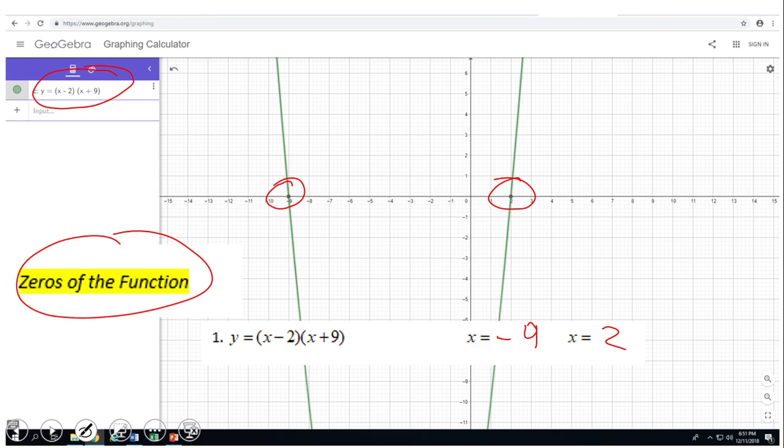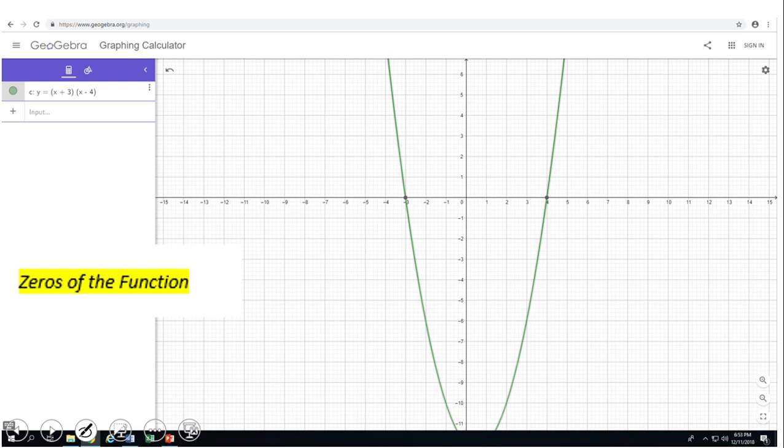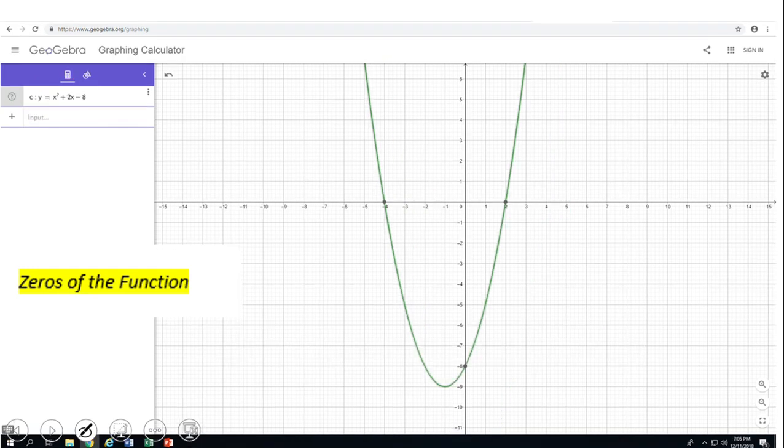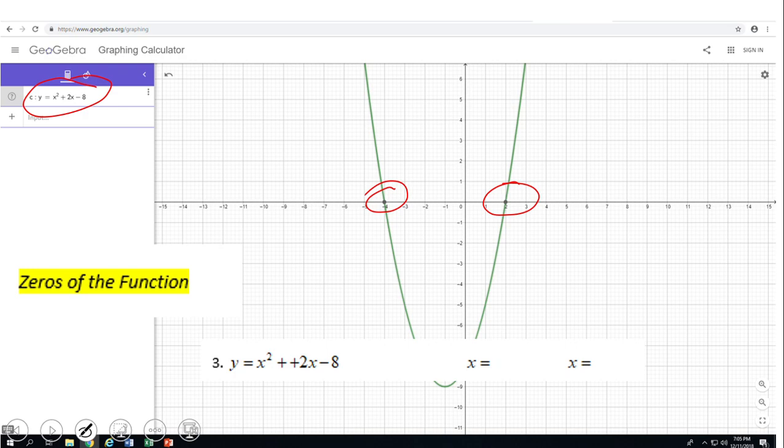We're going to do the same for the second one, which is so similar, in factored form: y equals x plus 3 times x minus 4. Again we see these two points, and obviously these are the x-intercepts or the zeros of the function: -3 and +4. Let's go to the next one. The next one, if you remember, is the one we really had to factor to find the solution. But here we don't have to do anything. We put it in as it is. And what do you notice here? These are the zeros, -4 and 2.